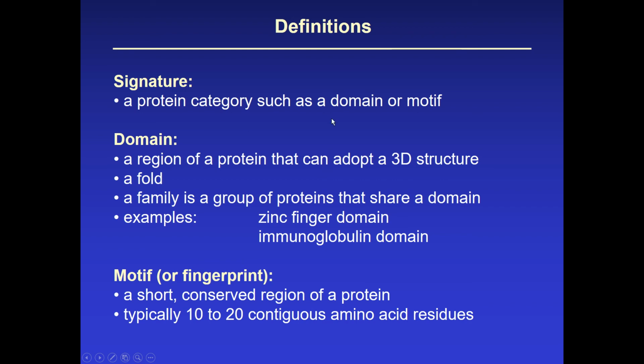That is a domain. Motifs are small or short conserved regions in proteins, typically 10 to 20 amino acid residues. They are very short. So domains are longer, bigger, and motifs are small. Motifs are short sequences in the protein which are usually conserved, and they can be sites where phosphorylation or some other chemical groups can be attached. A domain is longer than a motif.